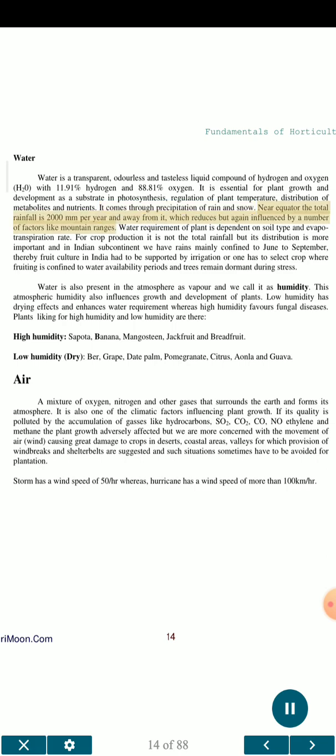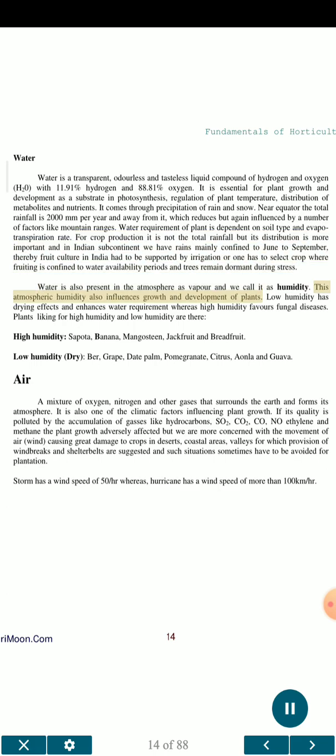Near the equator the total rainfall is 2000 mm per year, and away from it, it reduces, but is again influenced by a number of factors like mountain ranges. Water requirement of a plant is dependent on soil type and evapotranspiration rate. For crop production it is not the total rainfall but its distribution that is more important, and in the Indian subcontinent we have rains mainly confined to June to September, so fruit culture in India has to be supported by irrigation. One has to select crops where fruiting is confined to water availability periods and trees remain dormant during stress. Water is also present in the atmosphere as vapor, and we call it humidity.